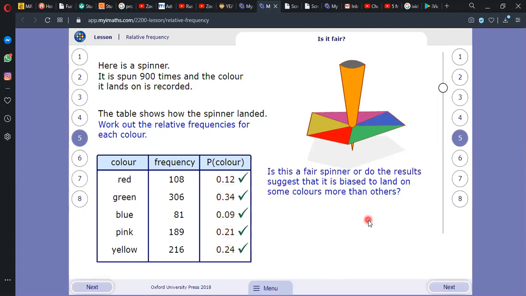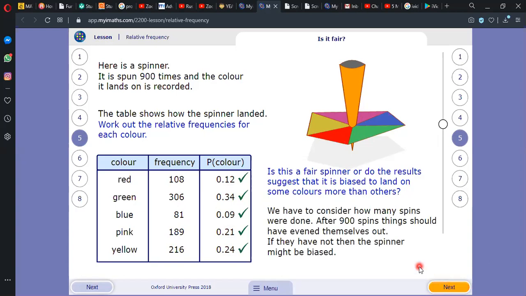And if we mark it, we have it all correct. Now, the question here is this. Is this a fair spinner, or do the results suggest that it is biased to land on some colors more than the others? Remember that for any event to be fair, you expect all the frequencies, the number of times, to actually be close to each other. I can see 306 in my frequencies here for green. I can see 216, and 81 low for blue. So this is not fair.